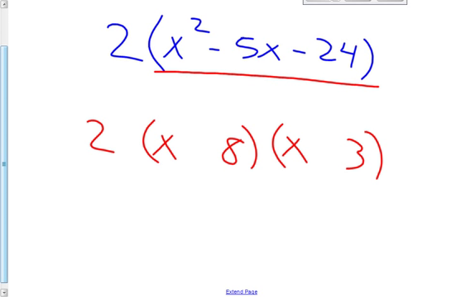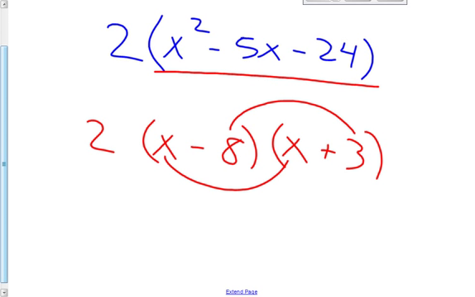And I need the 5 to be negative. So that must mean the bigger number should be negative. So it's going to be a negative 8 and a positive 3. Let's just make sure really quick. X times x is x squared. Good there. A negative 8 times a positive 3 is a negative 24. Good there. So now we're just worried about the negative 5x.